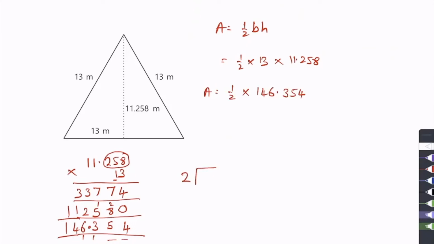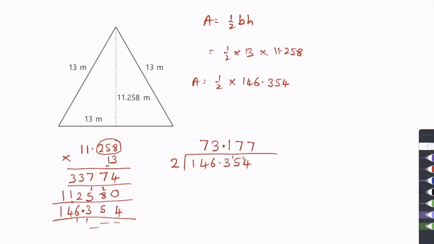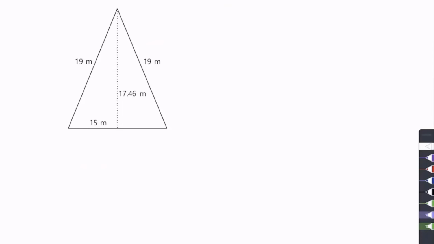So I can do a bus stop division here. So 2's into 1 don't go, 2's into 14 go 7, 2's into 6 go 3. I need my decimal point now. 2's into 3 go 1, carry the 1. 2's into 15 go 7. Well, 7 2's are 14. I'm looking for 15, so I've got 1 left over. 2's into 14 go 7. So the area is 73.177 meters squared.